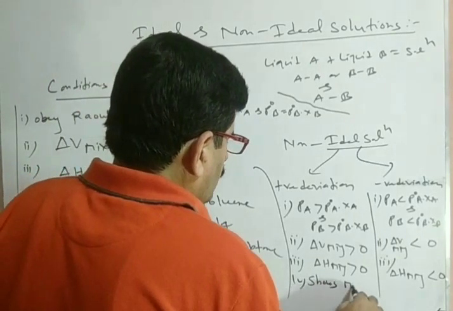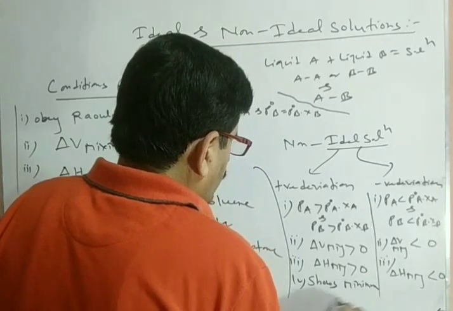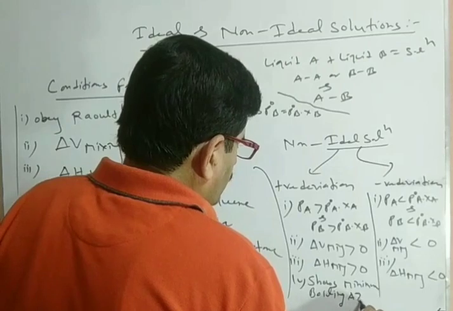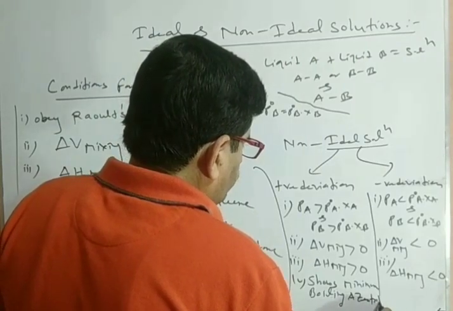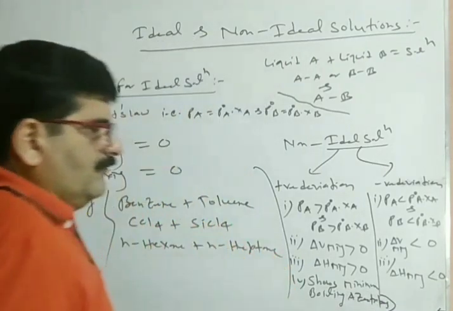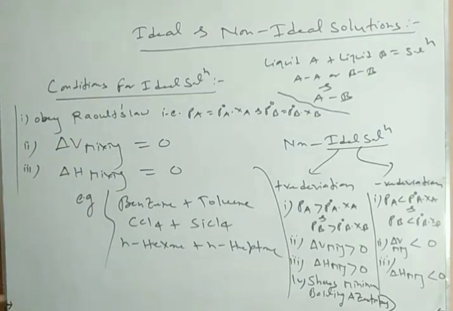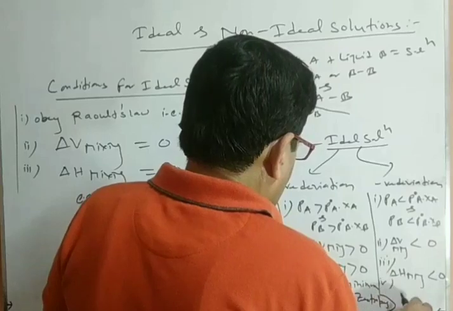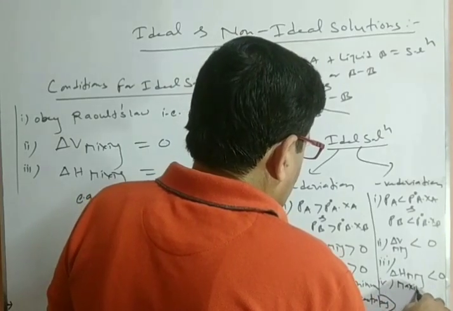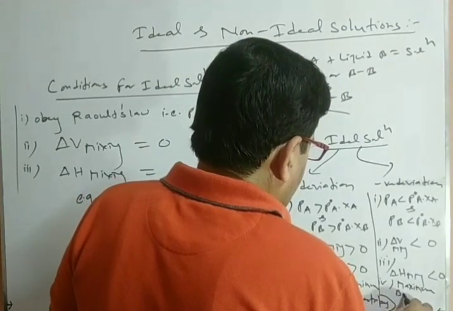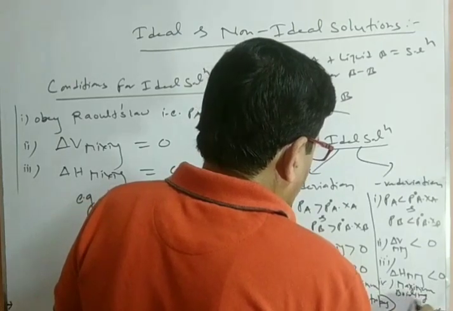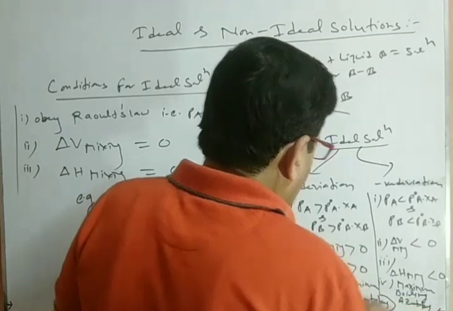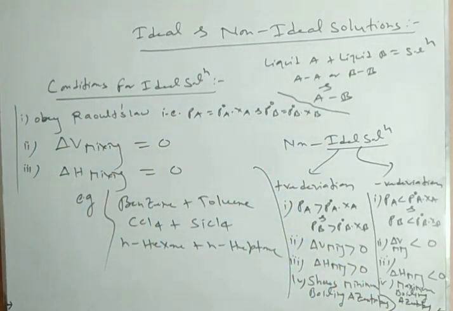Positive deviation shows minimum boiling azeotropes. What are azeotropes? We will discuss later. Negative deviation shows maximum boiling azeotropes.